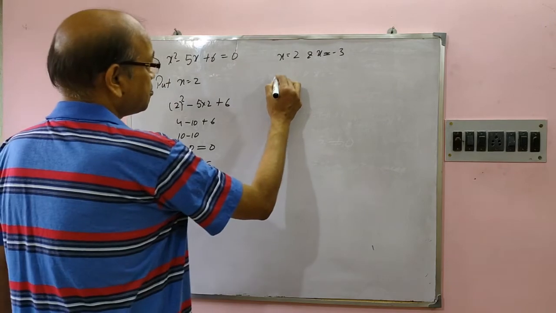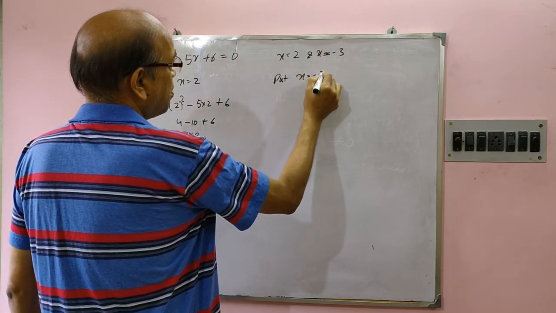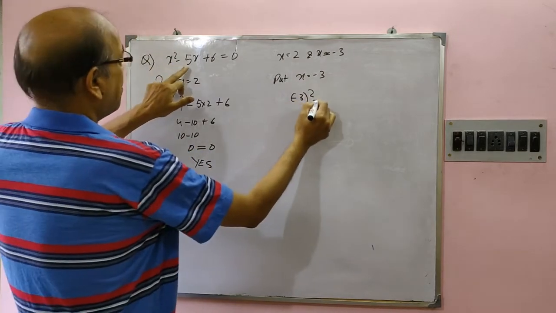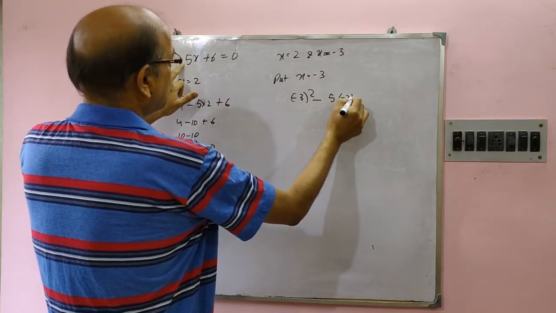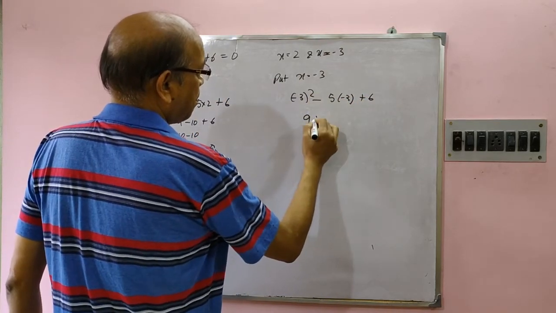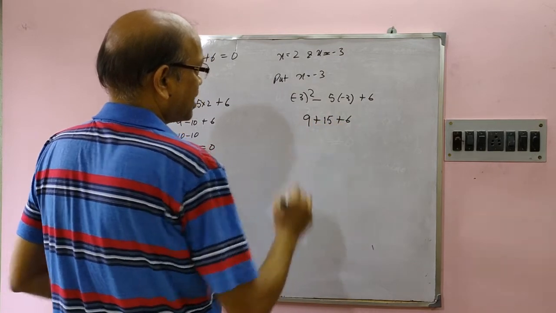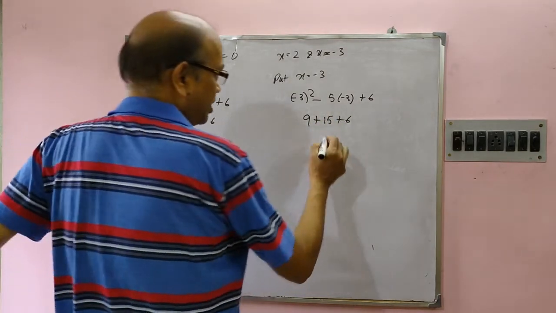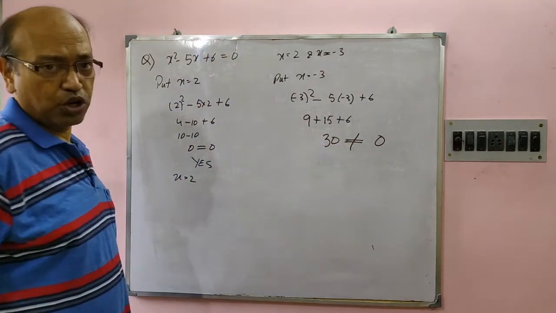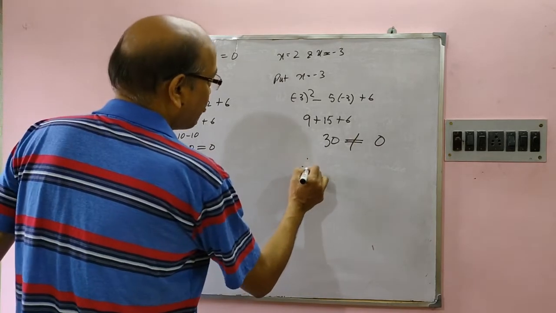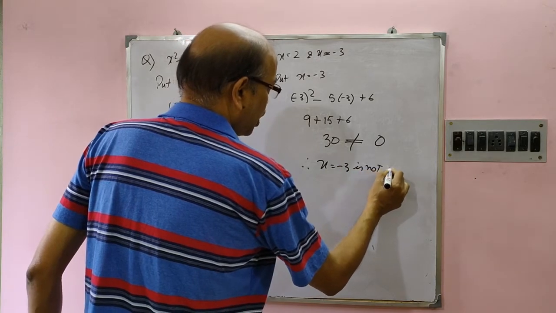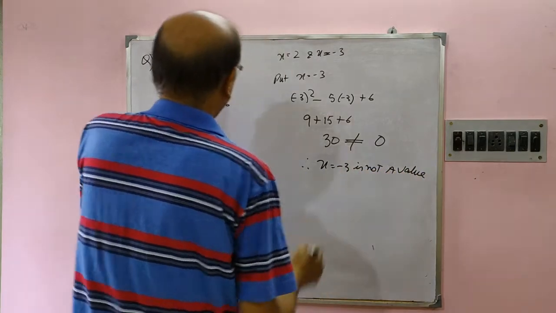Now put x equals to minus 3. What we have? Minus 3 whole square minus 5 into minus 3 plus 6. Minus 3 whole square is 9 plus 15 plus 6. 9 and 6 are 15. 15 plus 15 is 30. Is it equal to 0? No, it is not equal to 0. Therefore, x equals to minus 3 is not a value for this equation.